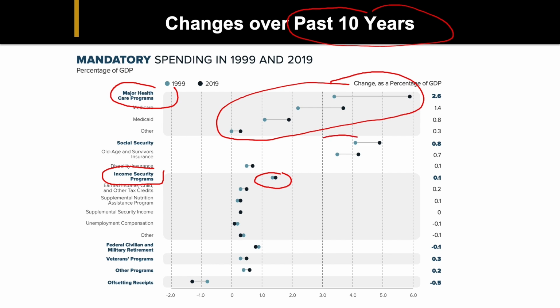Social Security has grown significantly over the past 10 years. A big part of both of these is we have an aging population, meaning the share of our population that's 65 or over has been growing and will continue to grow. People become eligible for healthcare programs, they become eligible for Social Security, so it increases the federal spending pretty significantly.